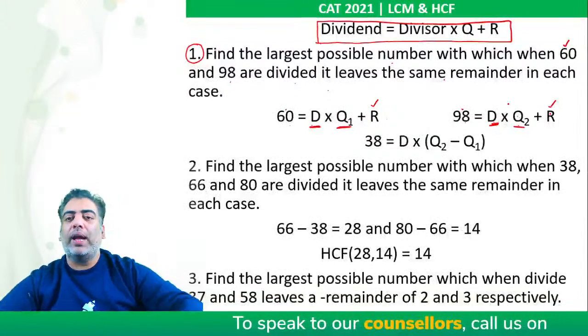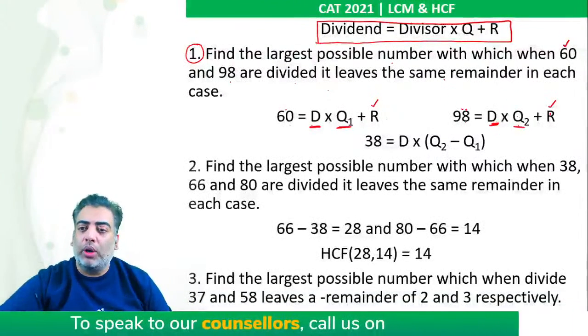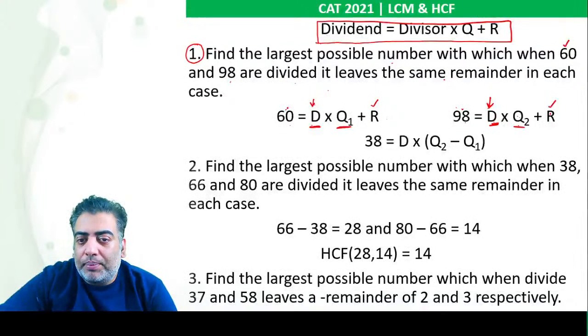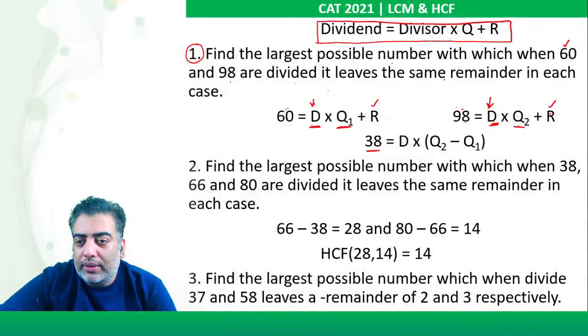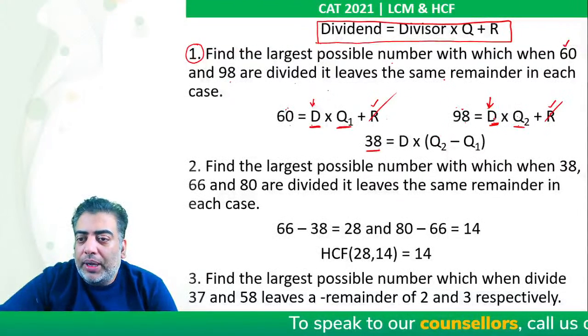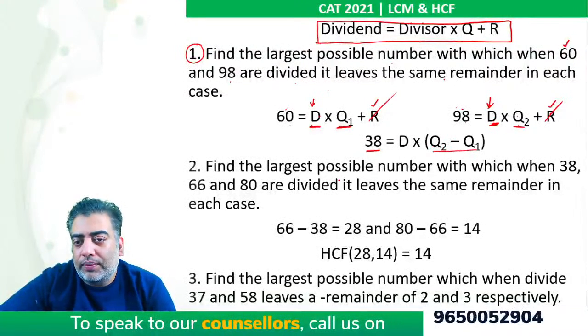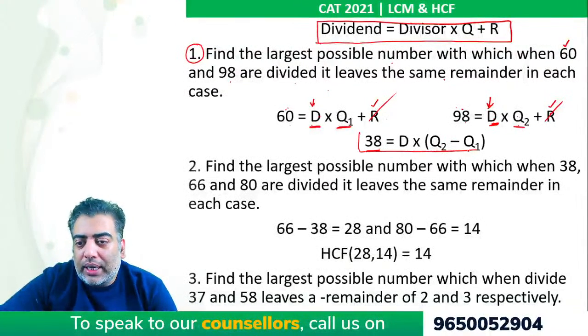So in order to find the largest possible value of the divisor, which is D, I just need to subtract these two equations. So 98 minus 60 comes out to be 38. R and R get cancelled out on subtraction, and it becomes D common between these two into Q2 minus Q1. Now we need to understand this equation.